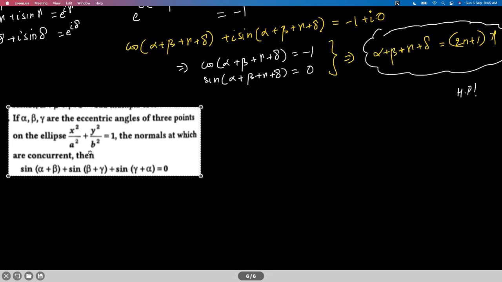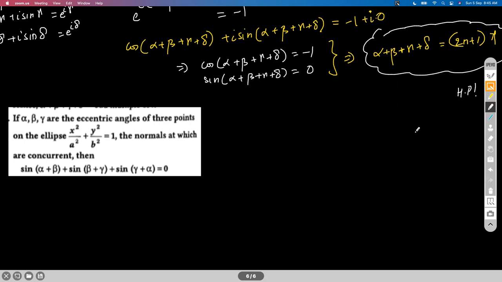So the second property, you can easily prove it by using the previous result itself. If alpha, beta, gamma are the eccentric angles of three points, please note that they are just referring to three of the points on the ellipse, the normals at which are concurrent, then show that or prove that this is going to be zero. Hint is, use this.